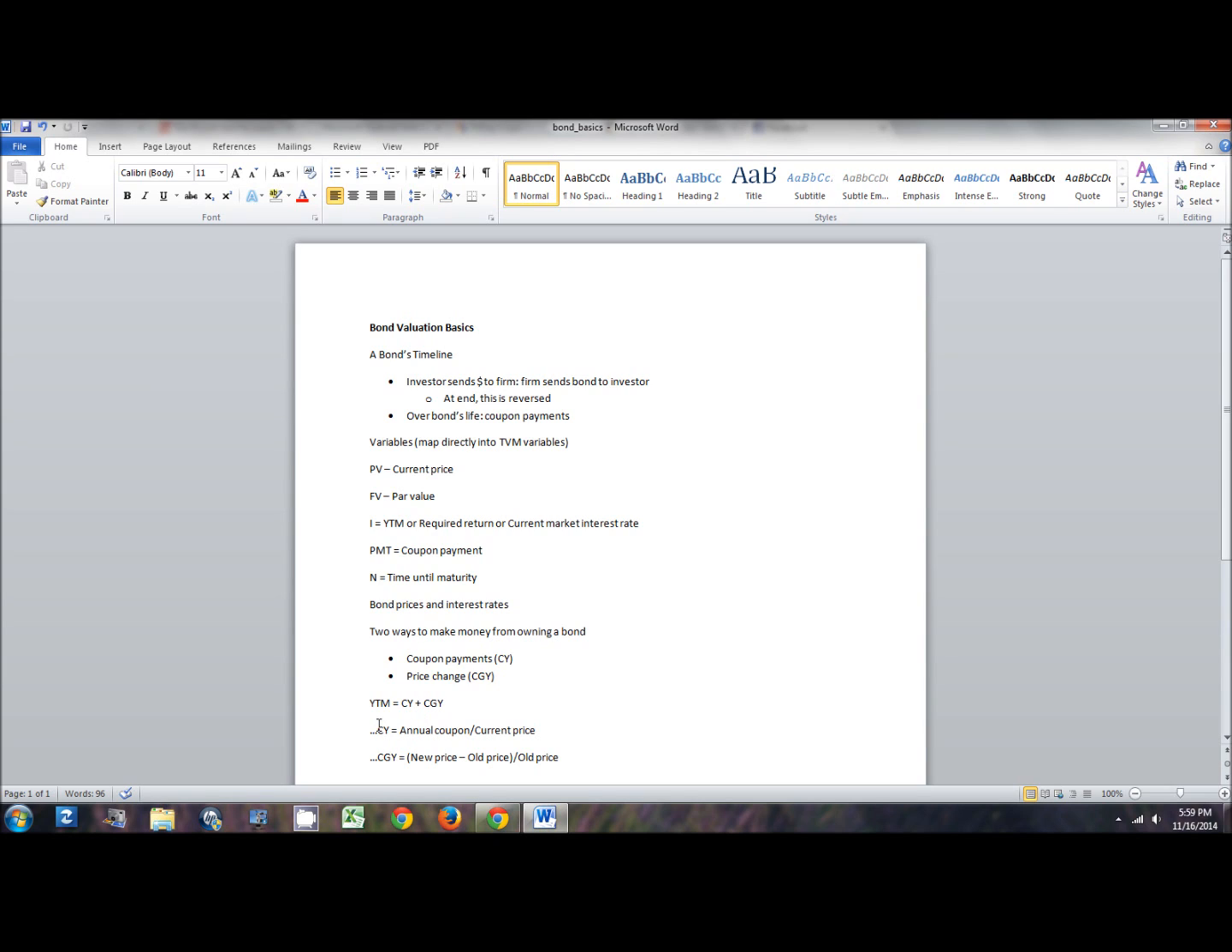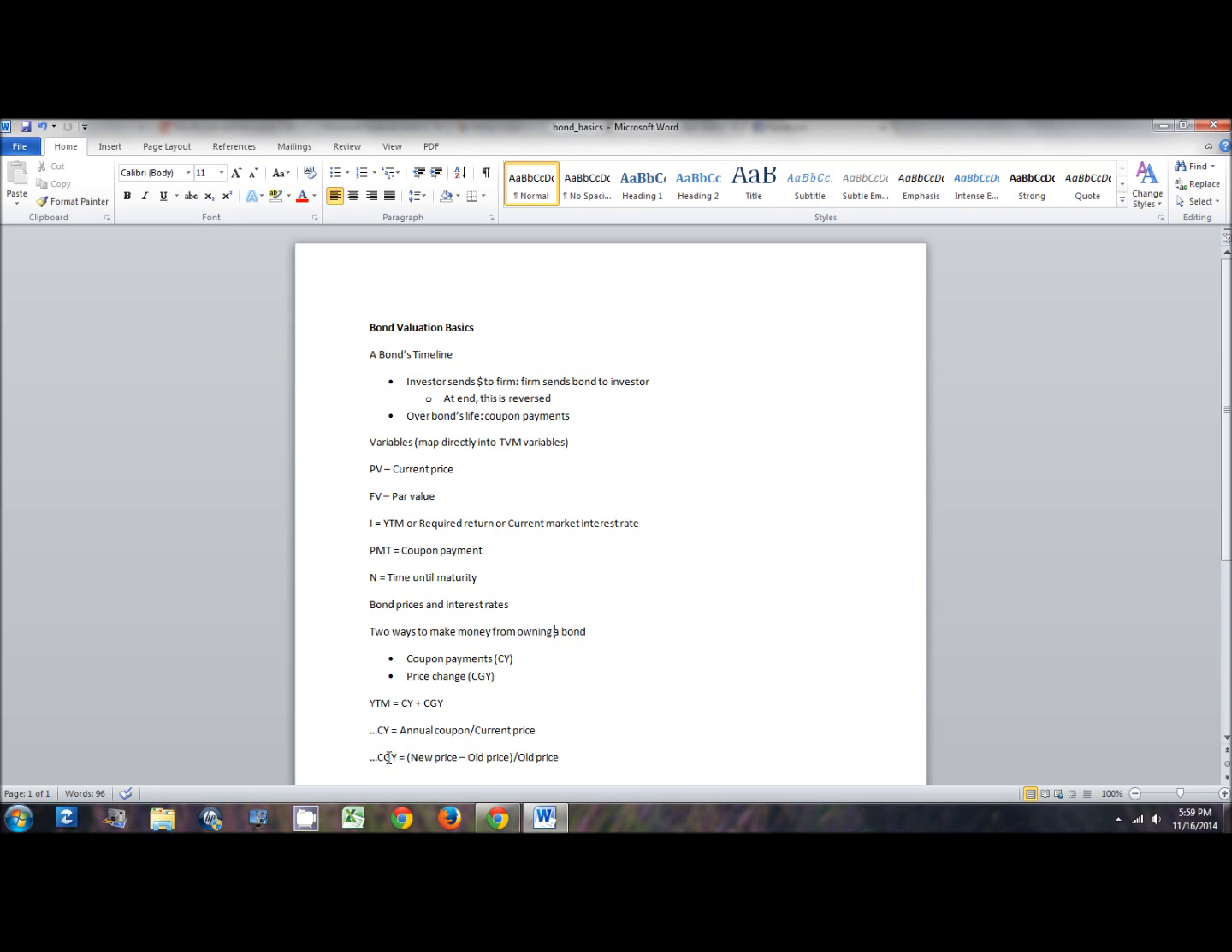The current yield is found by taking the annual coupon in dollars, not percentage, divided by the current price. You'll see this in the practice problems. But the current yield, this is a percentage. It is found by simply taking the annual coupon divided by the current price. The capital gains yield is found by simply taking the new price minus the old price divided by the old price. Now, let me explain that a little bit more.